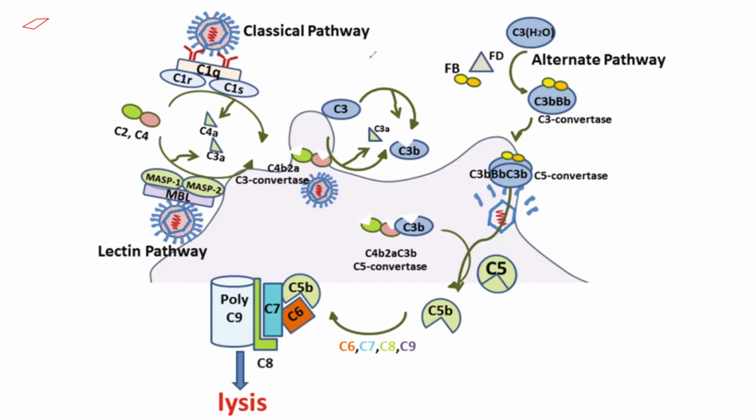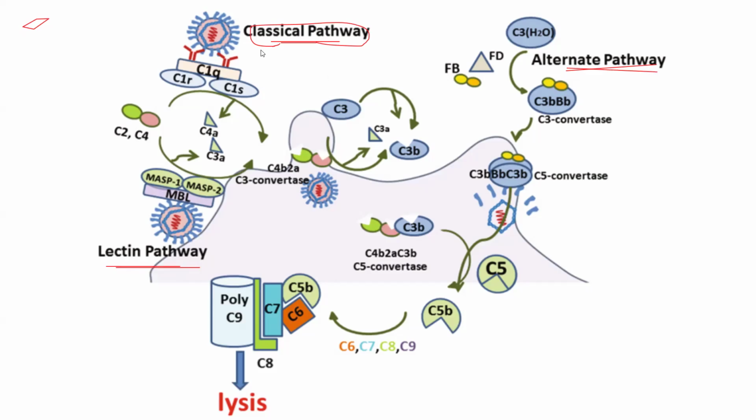So here you can see there are three different pathways for activation of the complement system. That is the classical pathway, the alternative pathway, and the lectin pathway. So there are three pathways for complement activation: the classical or antibody-mediated pathway, the lectin pathway, and the alternative pathway.